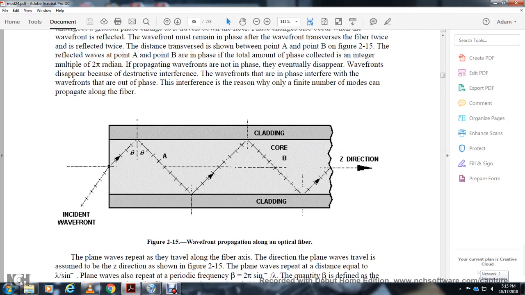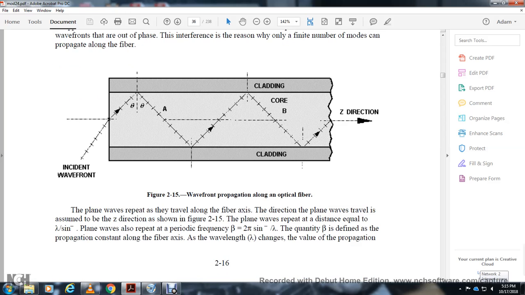Consider wavefront propagation along the optical fiber, with the incident wave in the cladding and core traveling in the z direction. The plane wave travels along the fiber axis. The direction of the plane wave is assumed to be the z direction, as in figure 2.15. The plane wave repeats over a distance equal to the wavelength times the cosine of the angle, and it also repeats periodically.